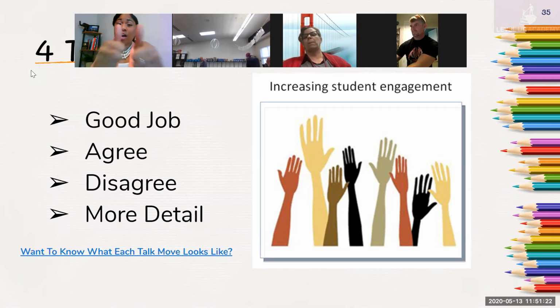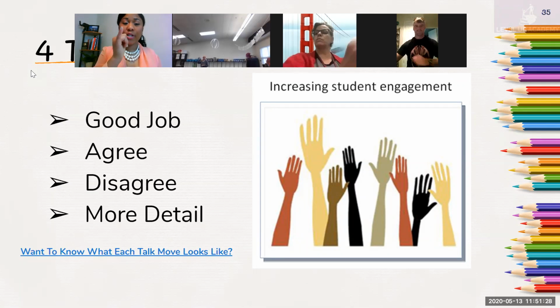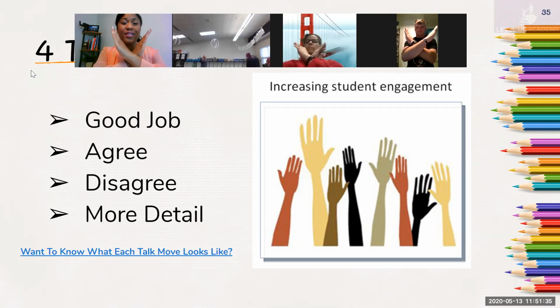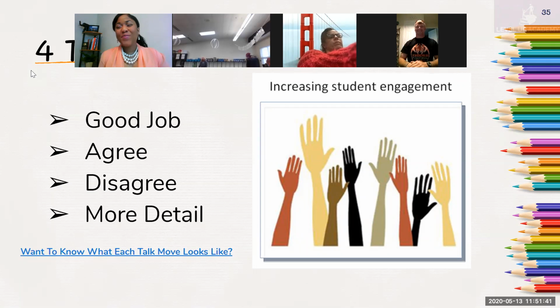All right, so we have good job, thumb shooting back and forth. And then we have agree, pinky and thumb back and forth between you and that person. And then we have disagree, which is just an X. If you incorporate talk moves, I would say don't do this one until the very end, because it can be a little bit deflating. And if your classroom environment is not supportive, it could shut students down.